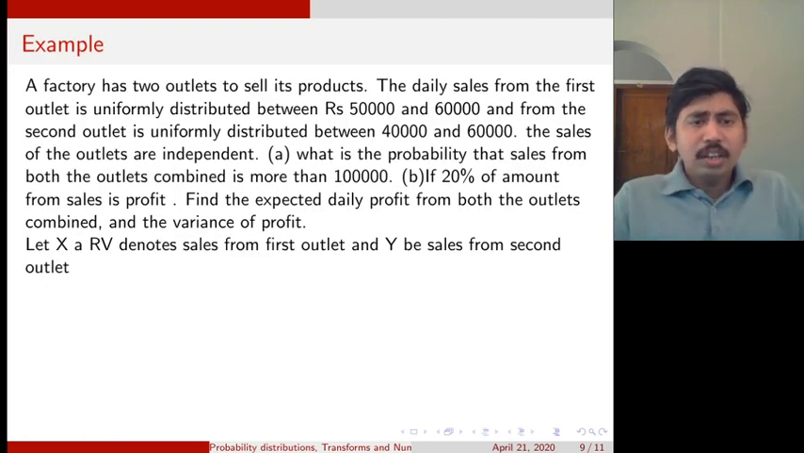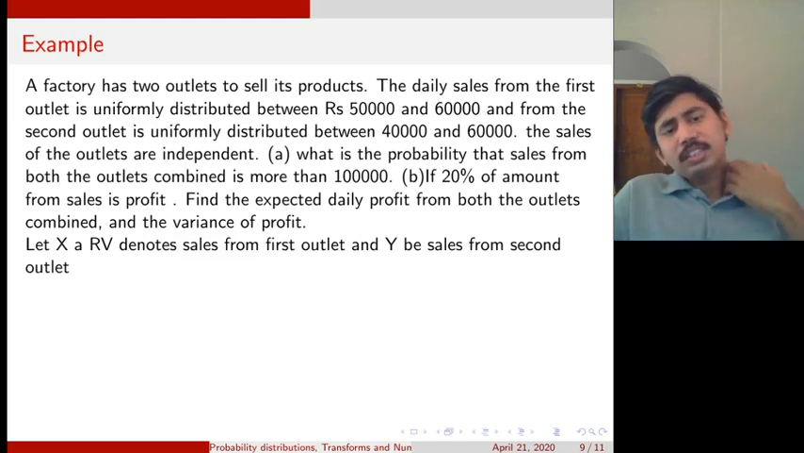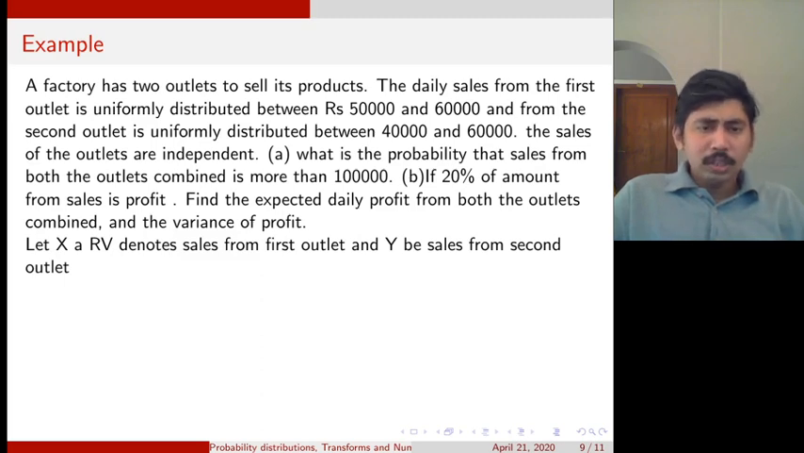Another example: a factory has 2 outlets to sell its products. The daily sales from the first outlet is uniformly distributed between 50,000 and 60,000, and from the second outlet it is uniformly distributed between 40,000 and 60,000. The sales of the outlets are independent. What is the probability that sales from both the outlets combined is more than 1 lakh? Part B: if 20% of the amount from sales is profit, find the expected daily profit from both the outlets combined and the variance of the profit.